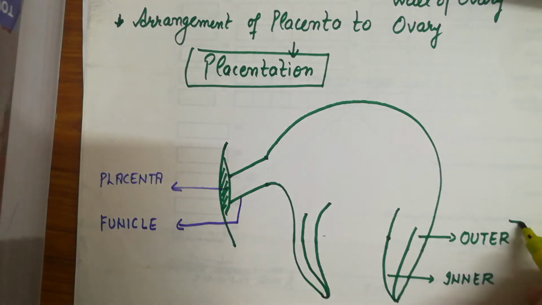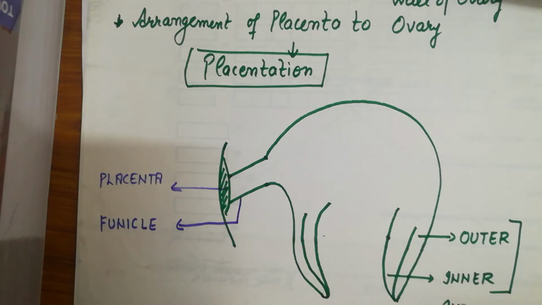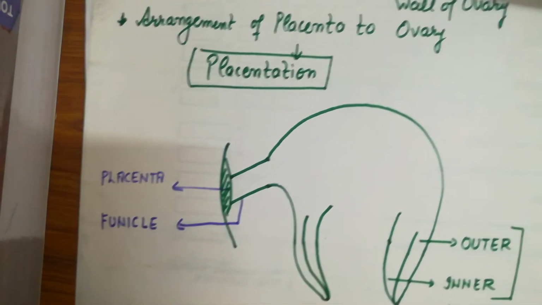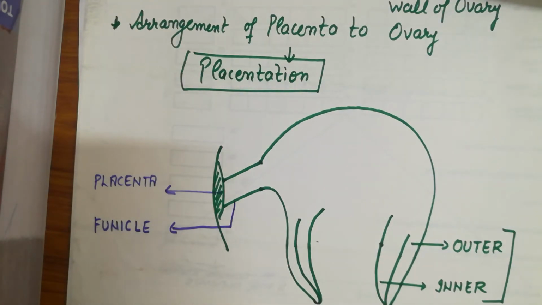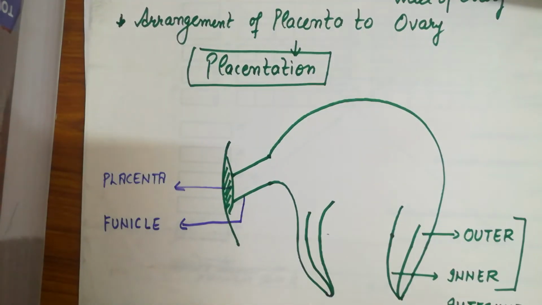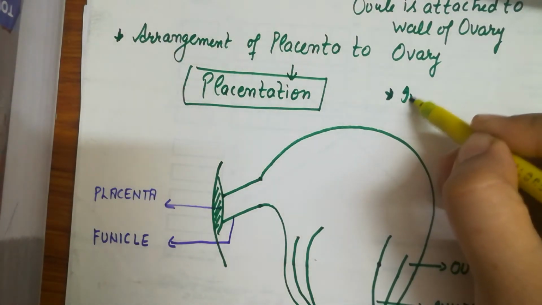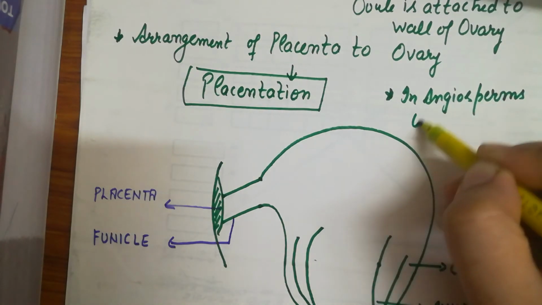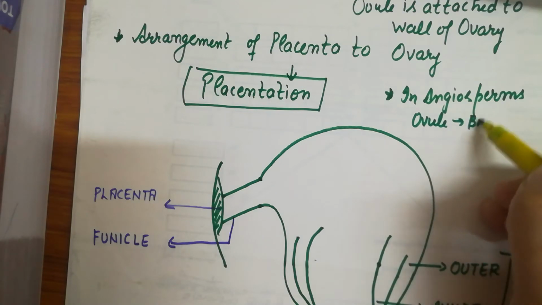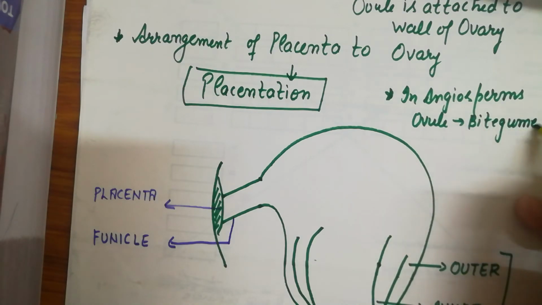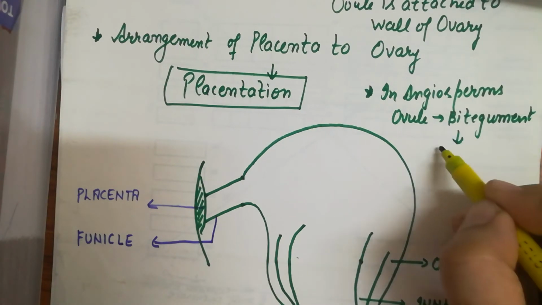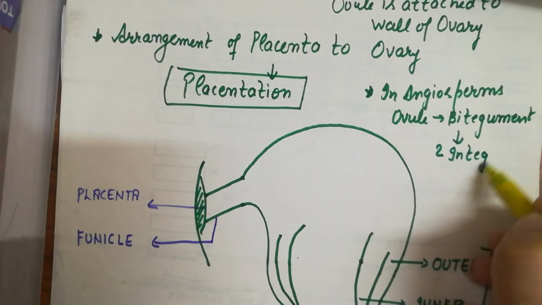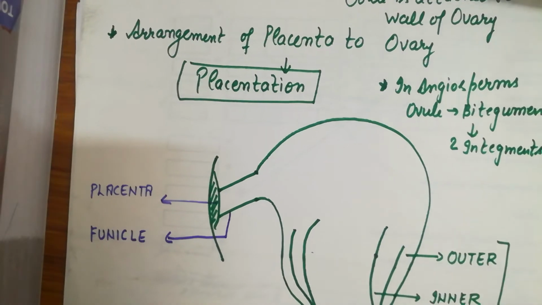Clear? So these are known as integuments, a protective layer around the body. In angiosperms, the ovule is bitegmic. You can note it down that in angiosperms, the ovule is bitegmic. Bitegmic means how many integuments? It has 2 integuments, right? It has 2 integuments.